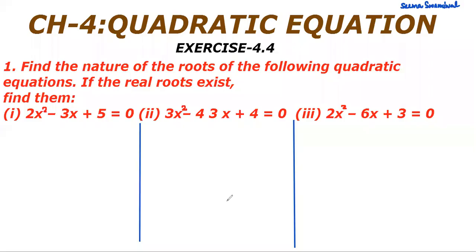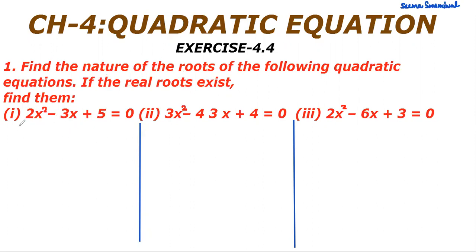Hello children, once again we will do the questions related to nature of the roots. These are the questions of exercise 4.4. I've explained the quadratic formula in my earlier video, but once again we will recall it through this. Now find the nature of the roots of the following quadratic equations. If real roots exist, then you need to find them. So children, let's do the first question.